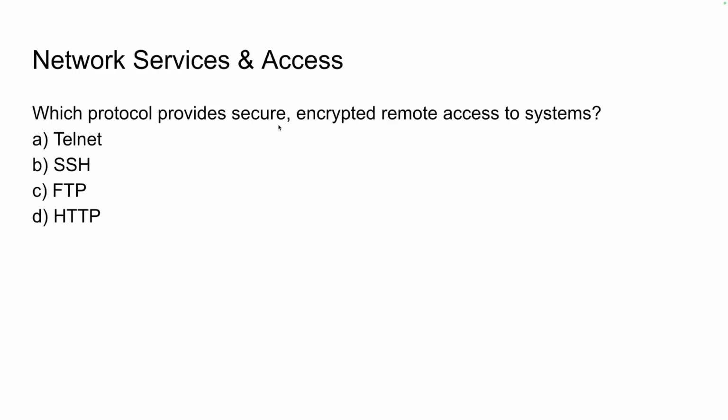Which protocol provides secure encrypted remote access to systems? That would be our friend Secure Shell. Telnet is not encrypted. We want to never use that ever. FTP is File Transfer Protocol, and that is also not encrypted. So if you're going to use File Transfer Protocol, you would use SFTP, which is the secured version of it that uses SSH to encrypt your session. And HTTP is also not secure. It is also not encrypted. So the secure version of this would be HTTPS. So the only thing out of these options that is actually encrypted is Secure Shell.